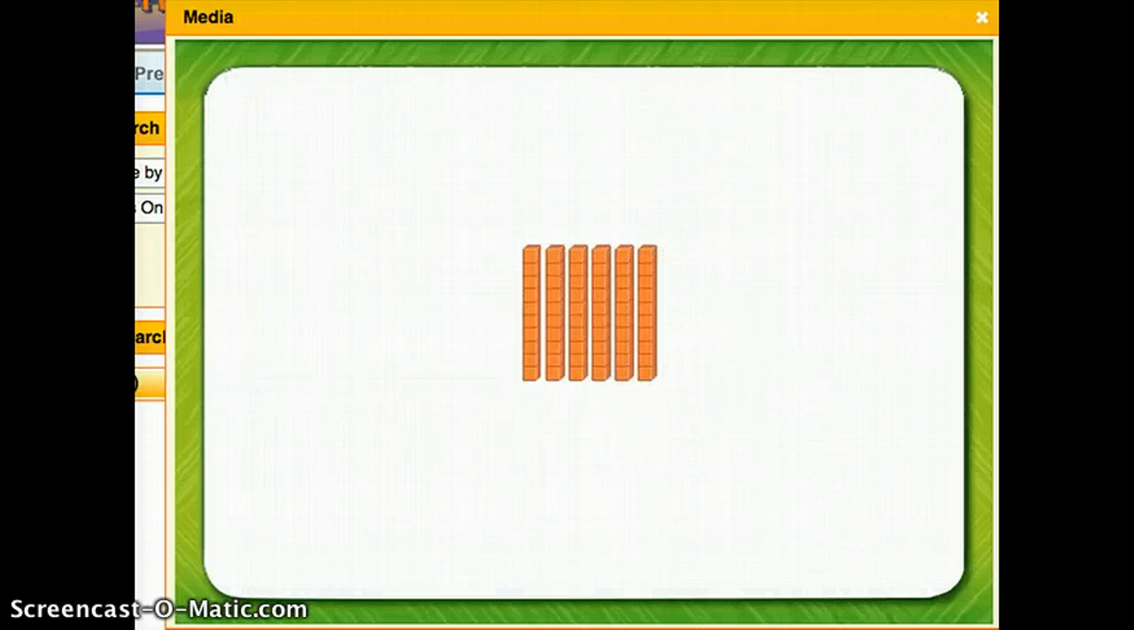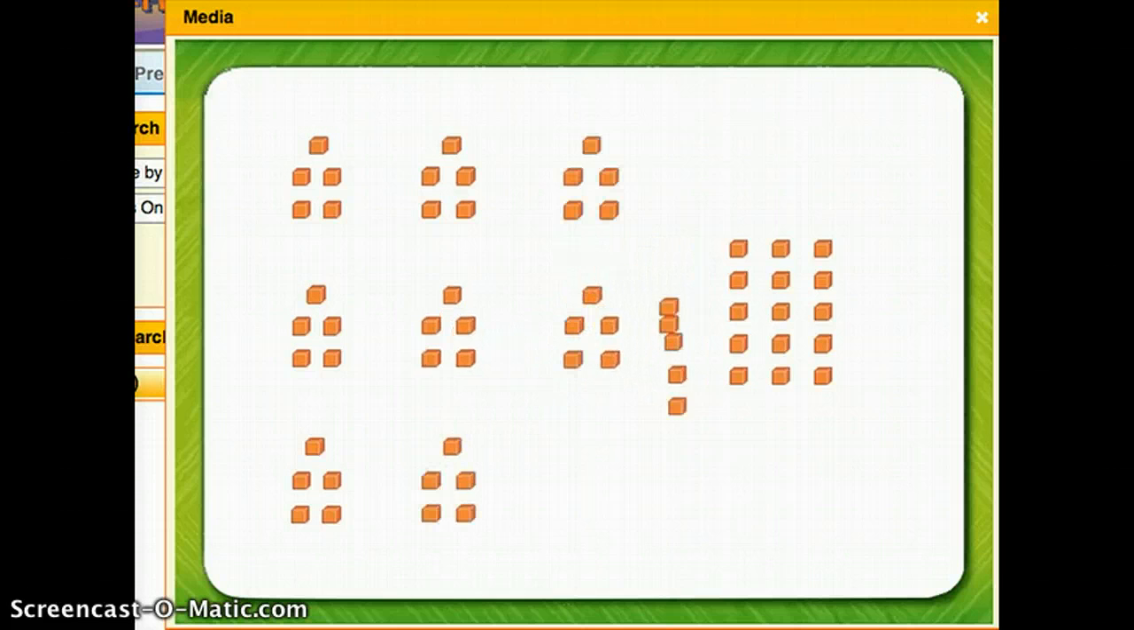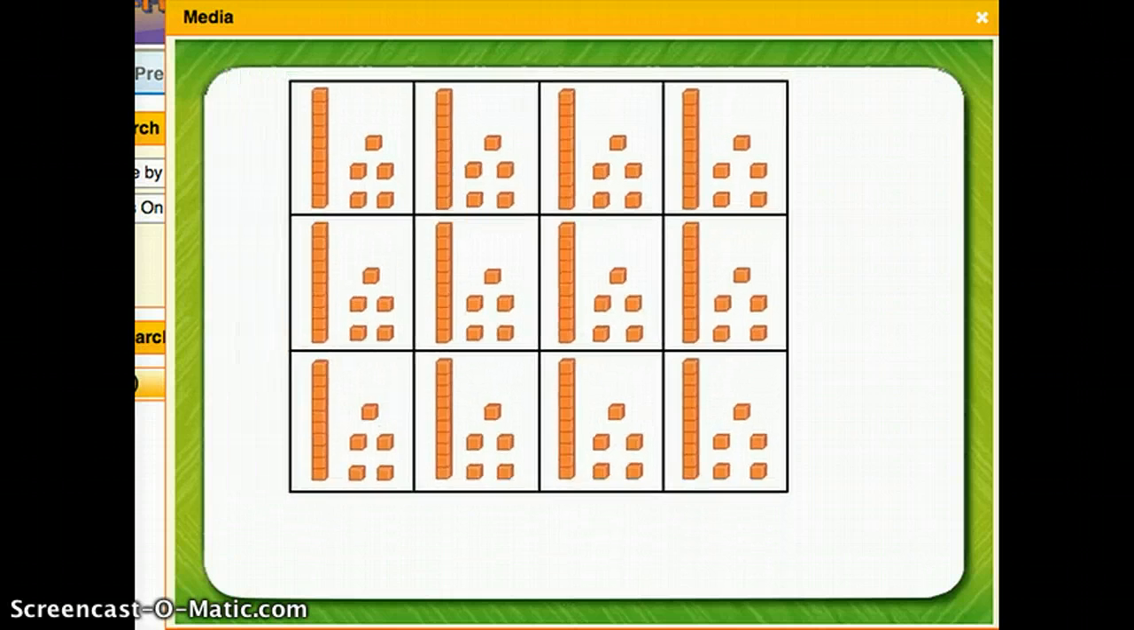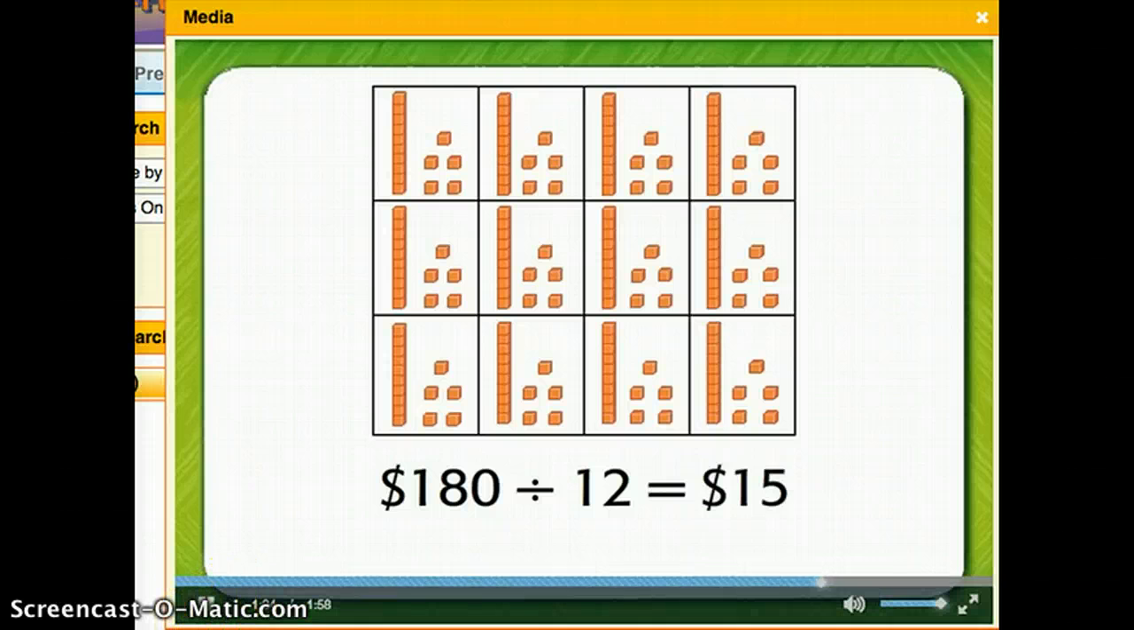The 6 tens cannot be divided equally into 12 groups, so regroup the remaining tens as ones. The 6 tens will become 60 ones. Now divide the ones equally into 12 groups. That will add 5 ones to each group. Each group contains 1 10 and 5 ones, totaling 15. So $180 divided by 12 is $15.